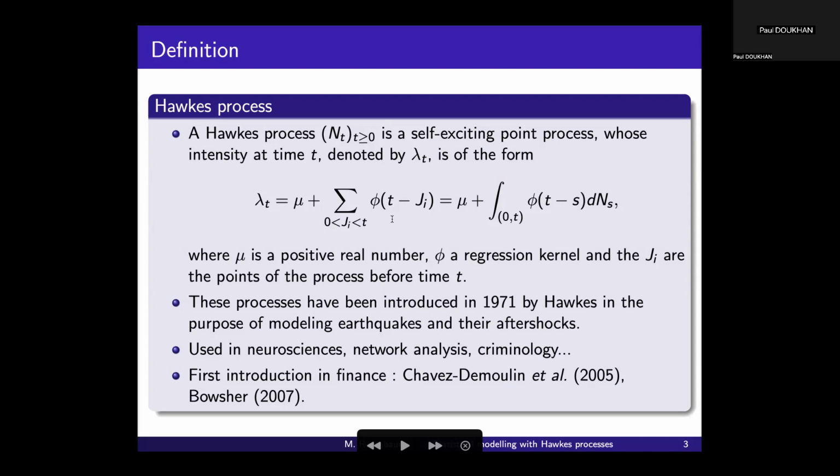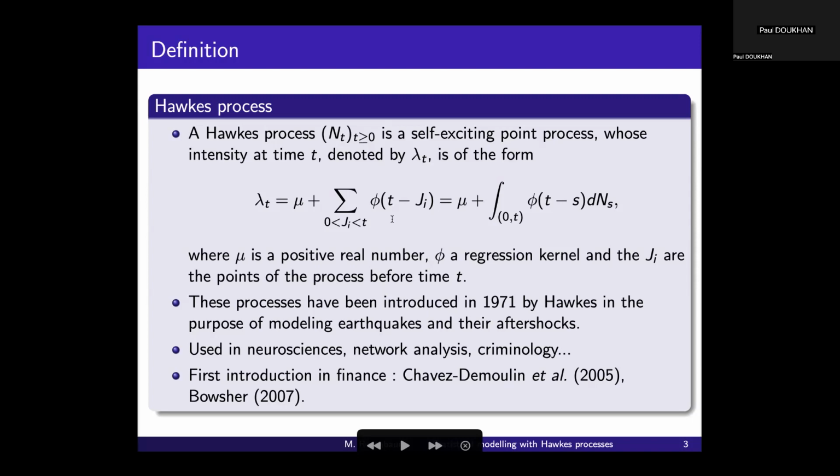So this is why these processes are called self-exciting. If you look at the book of Daley and Vere-Jones, they say that Hawkes processes play the role of autoregressive processes, but in the world of point processes. They make the connection: the IID process for point processes is the Poisson process, and autoregressive processes correspond to, in the point process world, Hawkes processes.